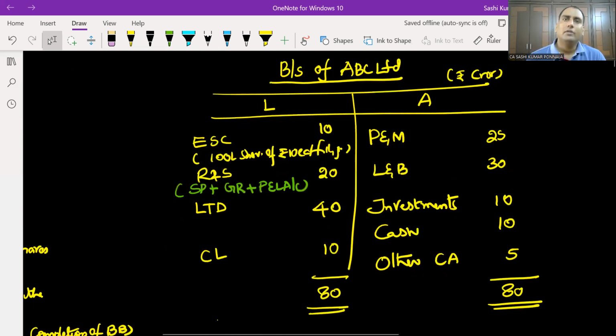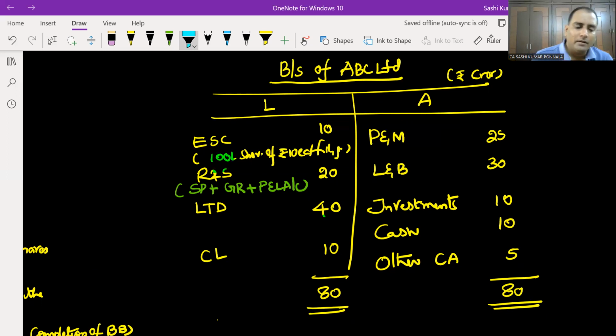So this is the balance sheet of ABC Limited. Plant and machinery, land and building, non-current assets, investments, cash, other current assets are also there. 100 lakh shares were already issued, fully paid shares. Reserves and surplus 20 crores, consisting of balance of securities premium, general reserve and P&L account credit balance. There is a long-term debt of 40 crores.